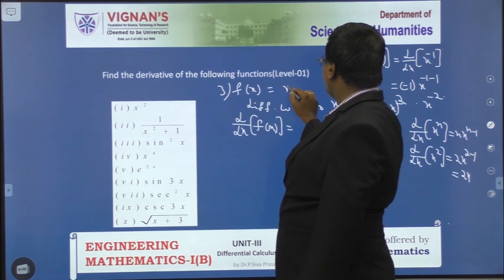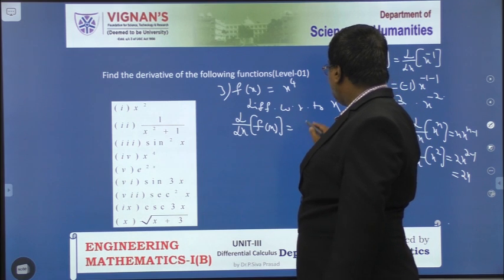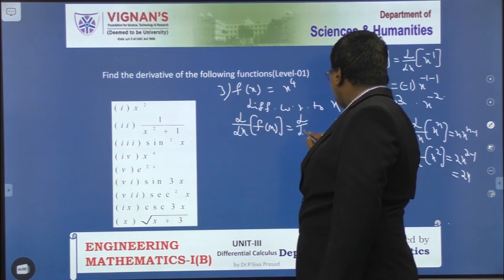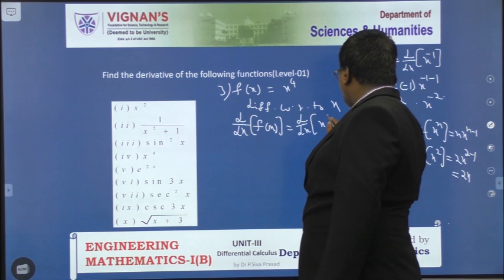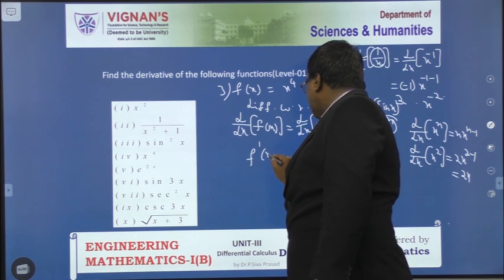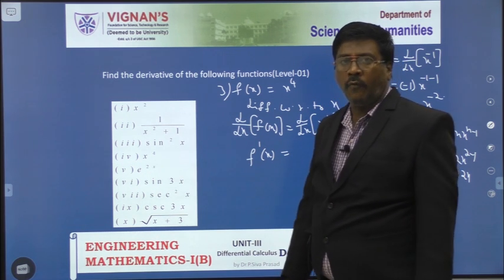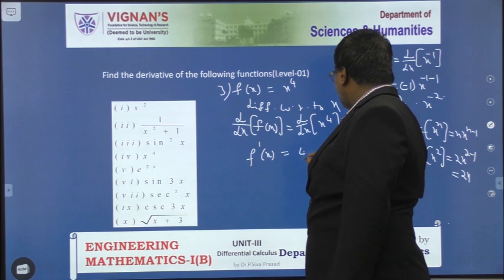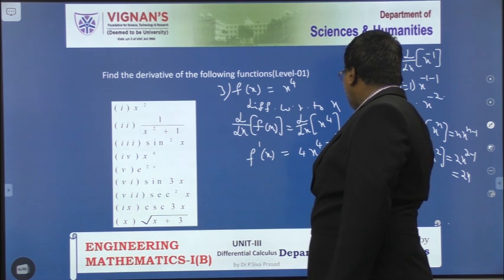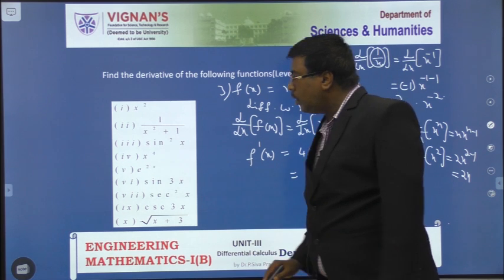Then here f of x is equal to x to the power of 4. Differentiate with respect to x on both sides. Therefore this is d by dx of x to the power of 4. Here we have to write in place of d by dx of f of x, f dash of x, that is equal to d by dx of x to the power of 4. Then that is 4 into x to the power of 4 minus 1, that is equal to 4 into x cube.